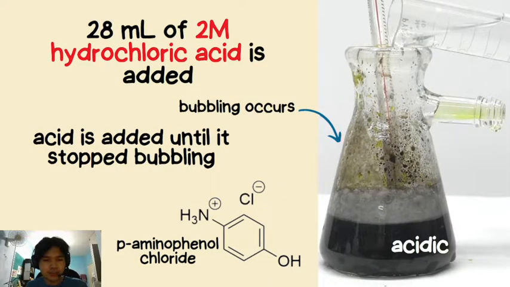After all the p-nitrophenol is added, 20 ml of 2 molar hydrochloric acid is added to decompose the sodium borohydride in the solution. This reaction will produce boric acid, sodium chloride salt, and liberate hydrogen gas, which will cause bubbling, as you can see here. Hydrochloric acid will be added until bubbling is no longer observed, showing that all the sodium borohydride is gone. P-aminophenol is a weak base and will react with the acid to form a chloride salt, which is soluble.